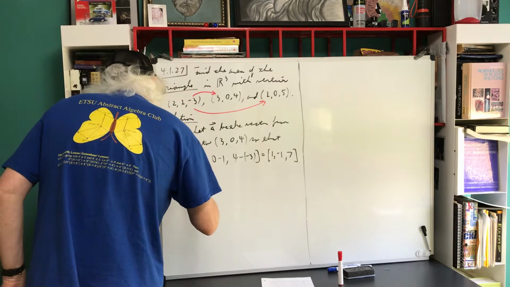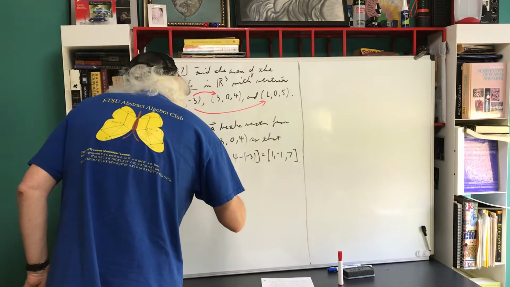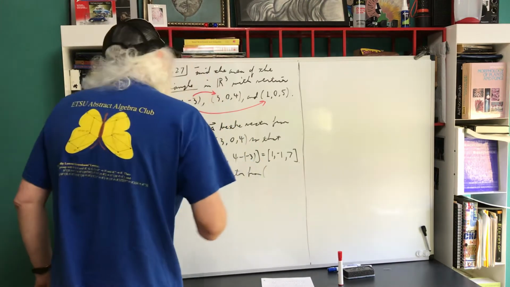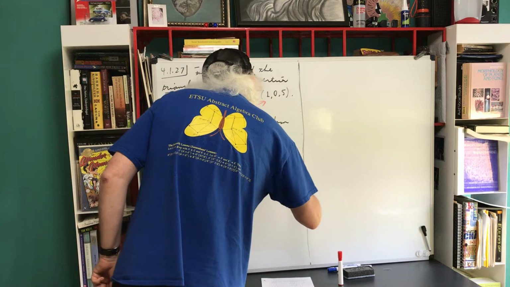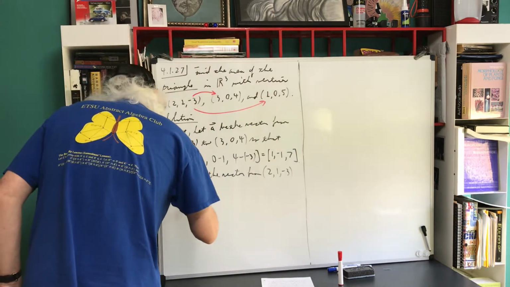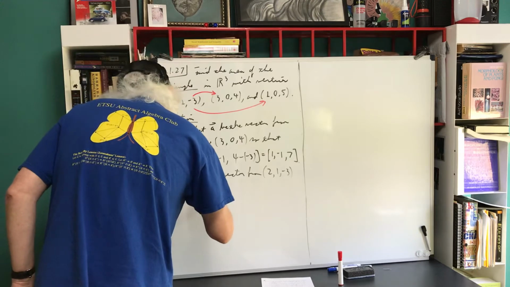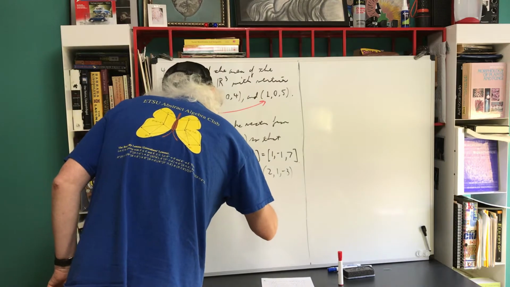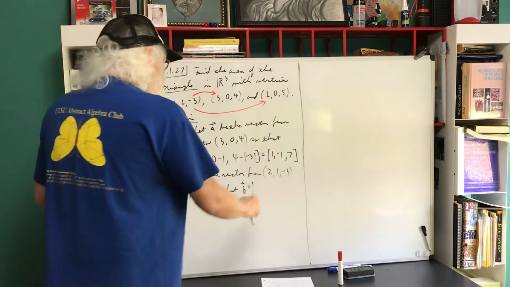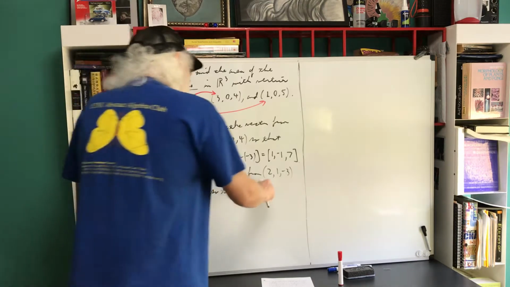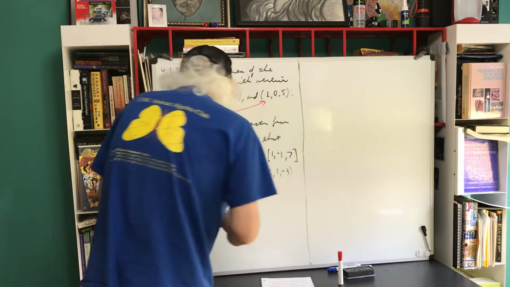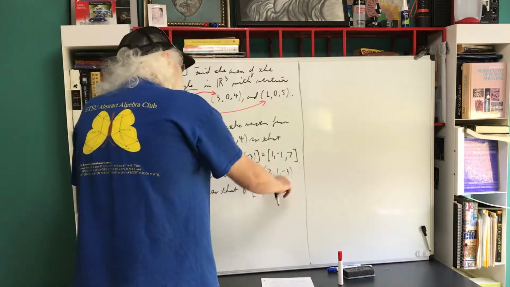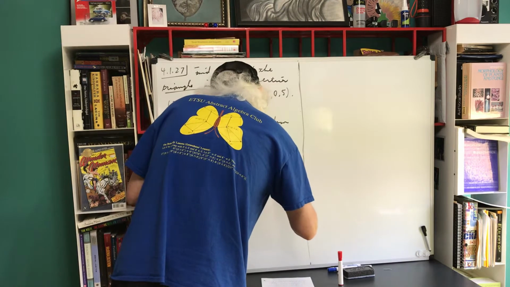Let vector B be the vector from the first point, 2, 1, negative 3, to the third point, 1, 0, 5. Similarly, skipping a little arithmetic, head minus tail: 1 minus 2 is negative 1, 0 minus 1 is negative 1, 5 minus negative 3, so 5 plus 3 is 8.